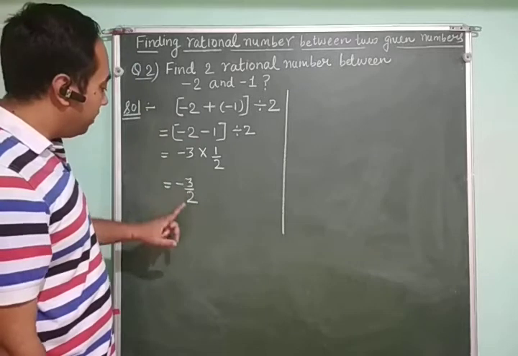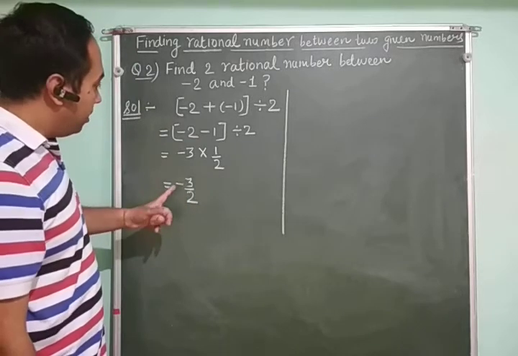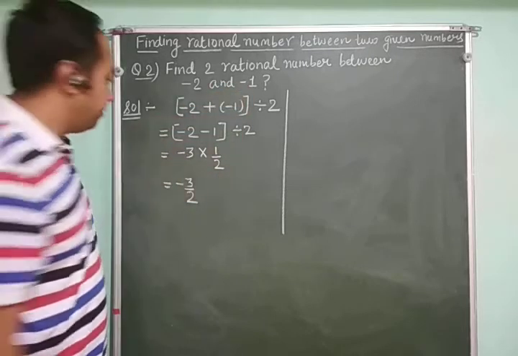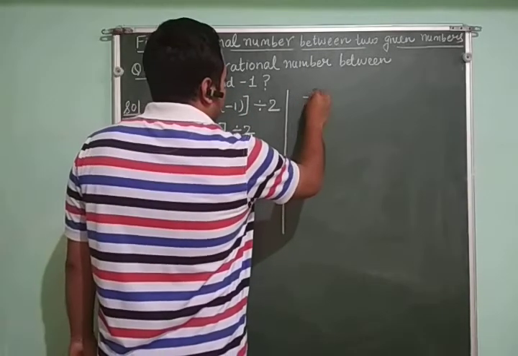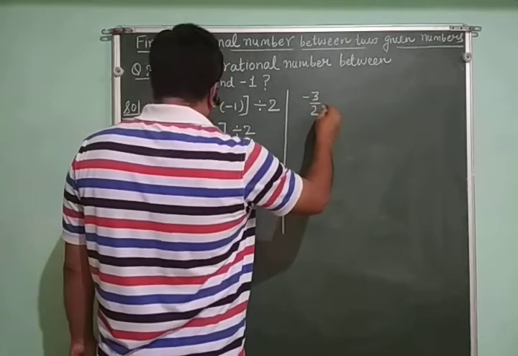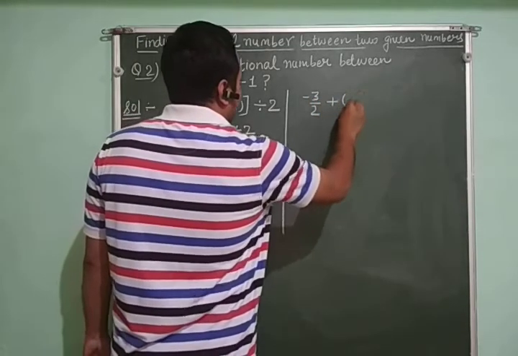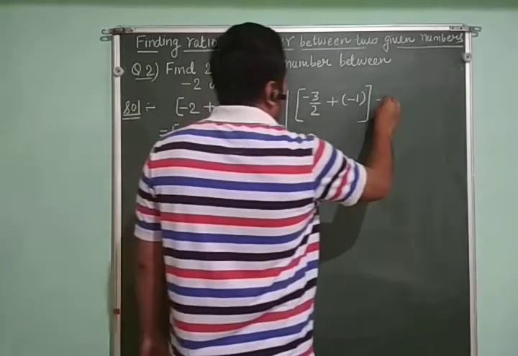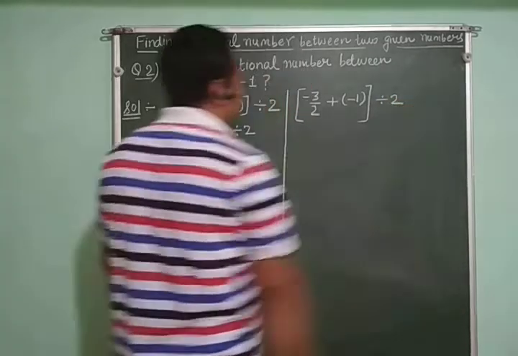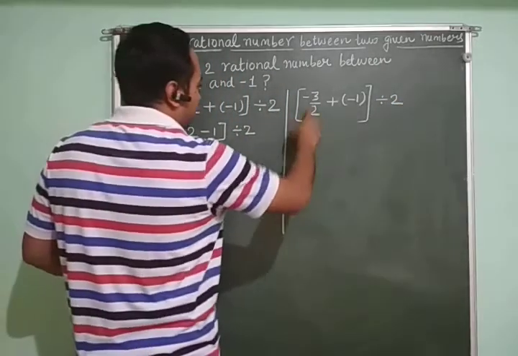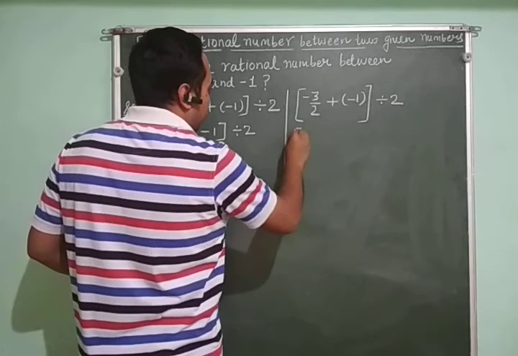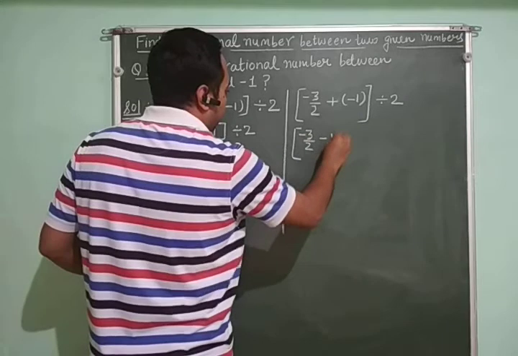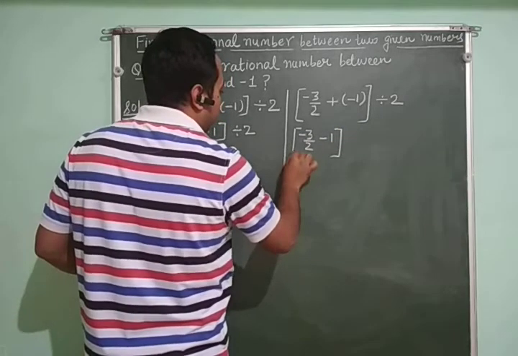So now we will calculate one more rational number between -3 upon 2 and -1. So again, first I am adding -3 upon 2 with -1, and then we will divide them by 2. So first solve the value inside the square bracket. This is -3 upon 2. Positive into negative will give you negative. Divided by 2.